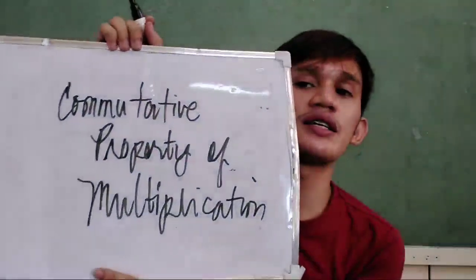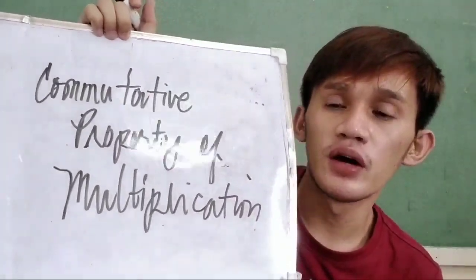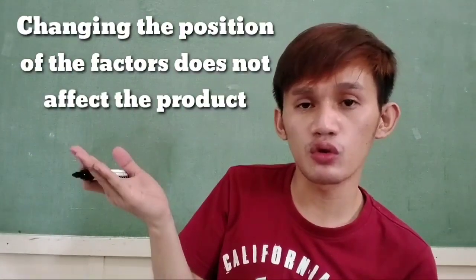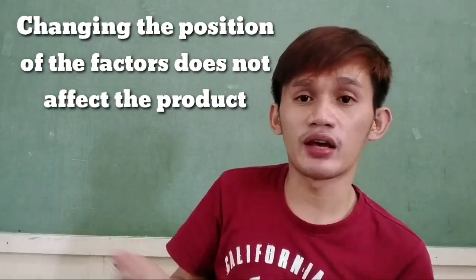The next property is the commutative property of multiplication. This property states that changing the position of the factors does not affect the product. So even if you reverse the factors, you will always result in the same answer. So let us have this example.